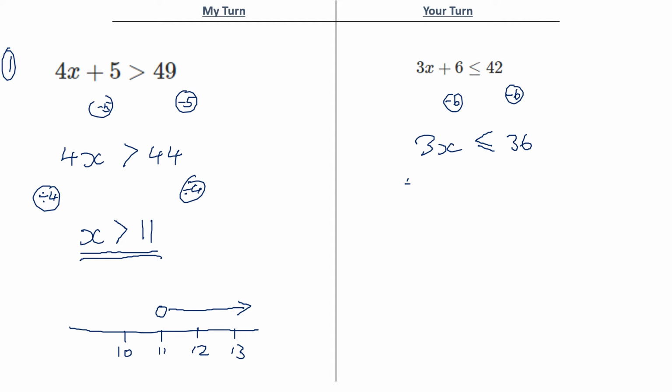And then we divide by 3 to get x is less than or equal to 12. Okay, so it's the exact same skills as when you're solving linear equations. The only thing that's different is the sign that we're using. It's not an equal sign, it's either less than or greater than or less than or equal to. Okay, right, so next example.